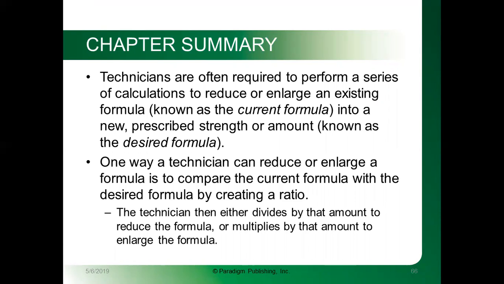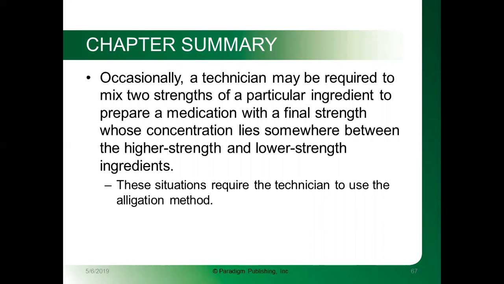One way a technician can reduce or enlarge a formula is to compare the current formula with the desired formula by creating a ratio. The technician then either divides by the amount to reduce the formula or multiplies by the amount enlarged to the formula. Occasionally, technicians may be required to mix 2 strengths of a particular ingredient to prepare a medication with a final strength whose concentration lies somewhere between the higher and the lower strength ingredient.